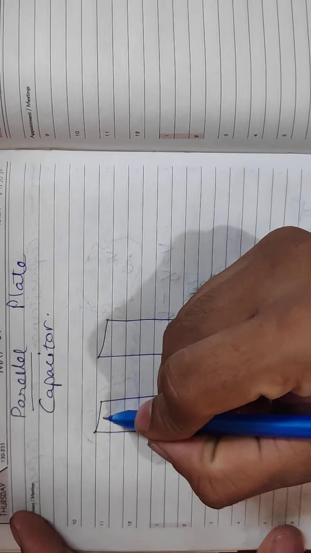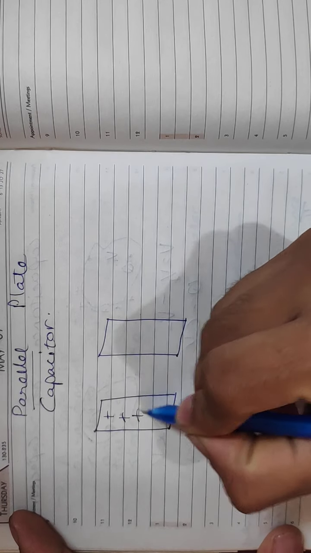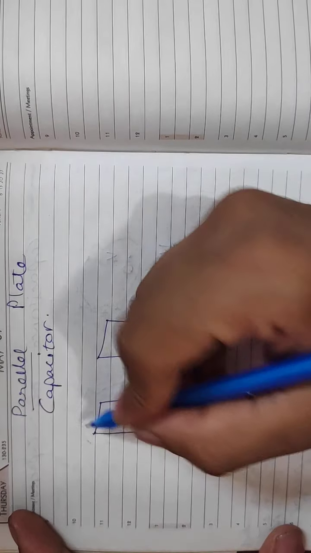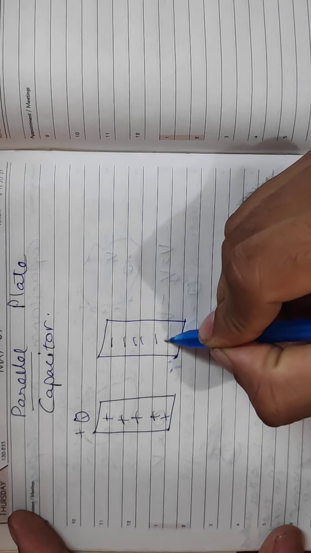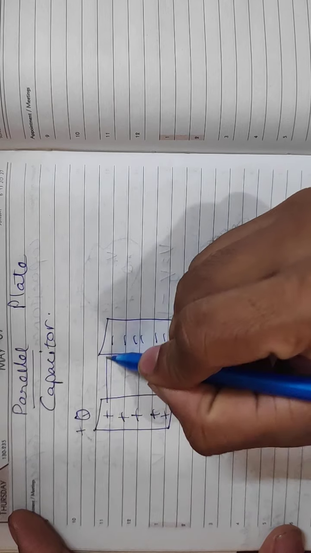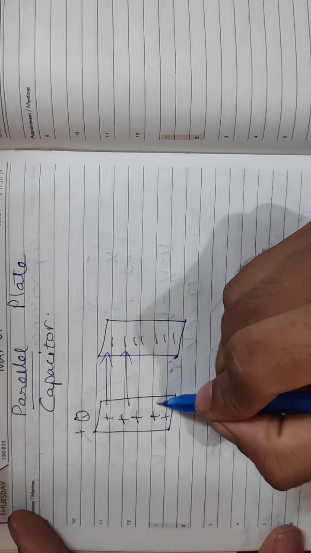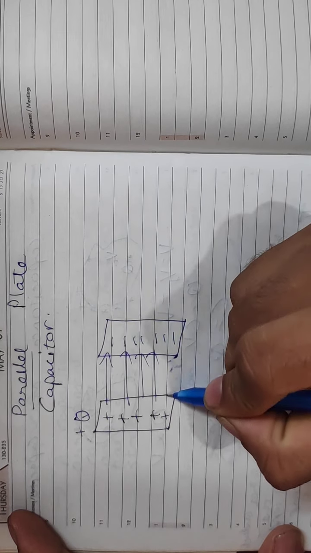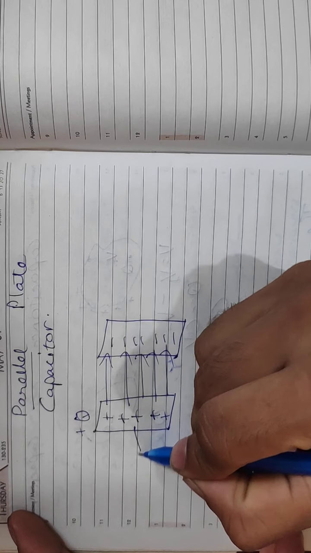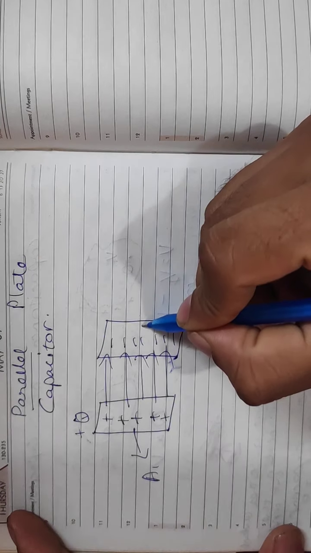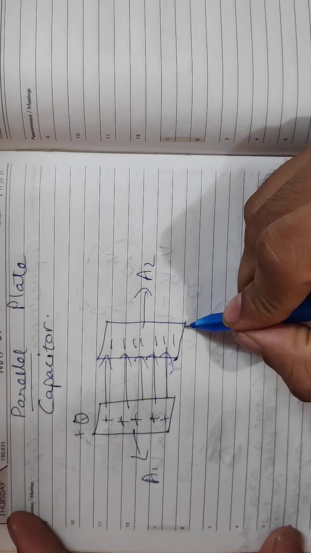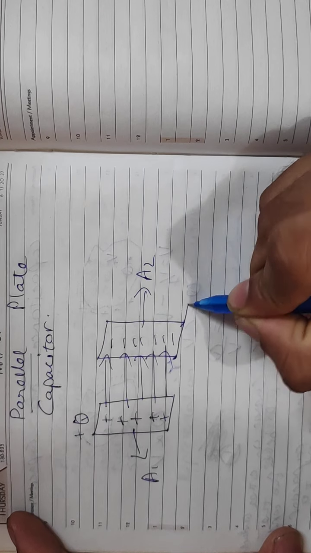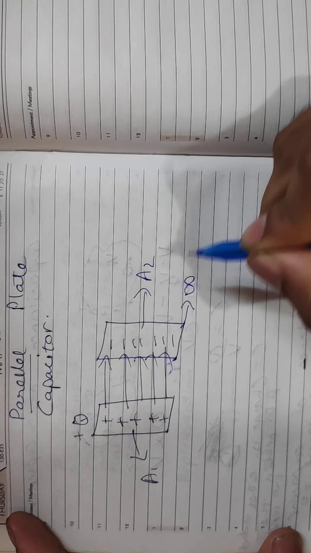What will it have? Parallel plate capacitor will have two plates, one consisting of positive charge and one consisting of negative charge. So what will happen? There will be an electric field between the two plates. The area of this plate will be equal to A1, let us assume, and area of this plate, let us assume, A2.